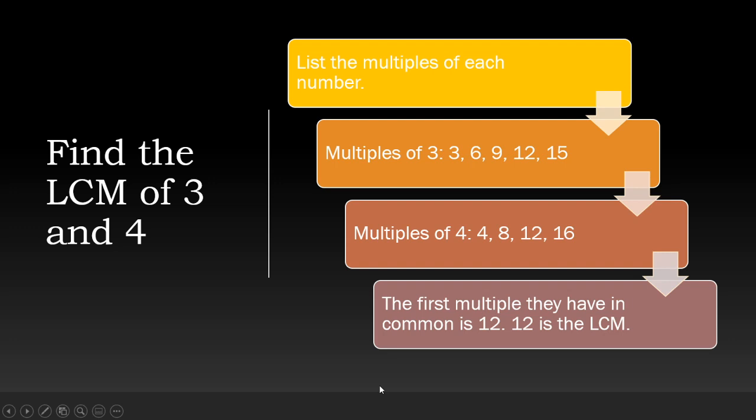So if you want to find the least common multiple of two different numbers, you want to list the multiples of each number separately. So in this case we have 3 and 4. Multiples of 3: 3, 6, 9, 12, 15. Multiples of 4: 4, 8, 12, 16. And we can stop because we have 12, which is the same number in both of these lists. It's the first multiple that they have in common.